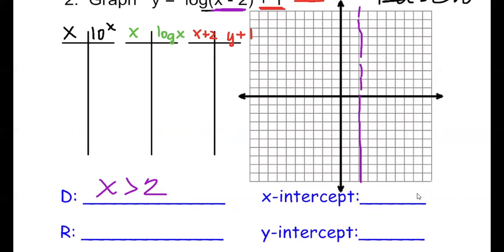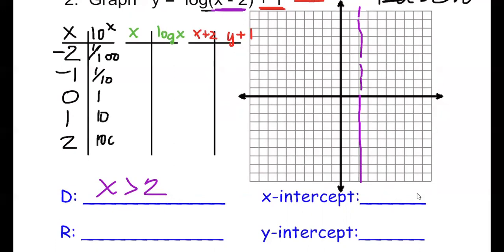That'll help us. And then let's go ahead and start crunching some numbers to get some points. We'll start with the base, with the exponential. We're starting right around the origin. 10 to the negative 2 is 1 over 100. 10 to the negative first is 1/10. 10 to the 0 is 1. 10 to the first is 10. 10 to the second is 100. Okay. Now we're going to find the inverse of all of that. So we flip our points. 1 over 10, negative 1.